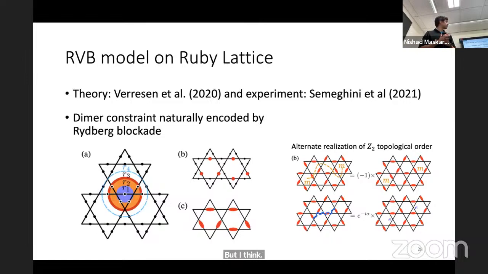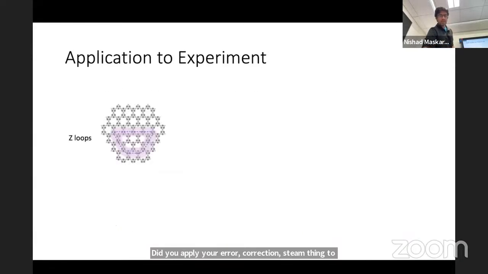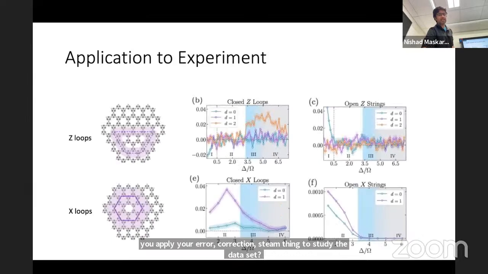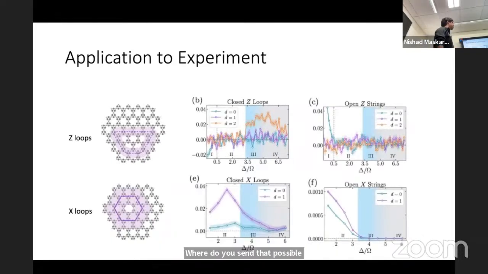I had a question. You told us earlier that just looking at open and closed loops wasn't enough for complete understanding. Did you apply your error correction scheme to study the data? Is that not possible? No, that's exactly what we did here. Essentially, the different curves correspond to different amounts of error correction.